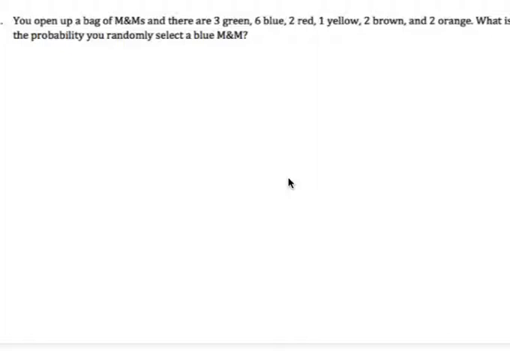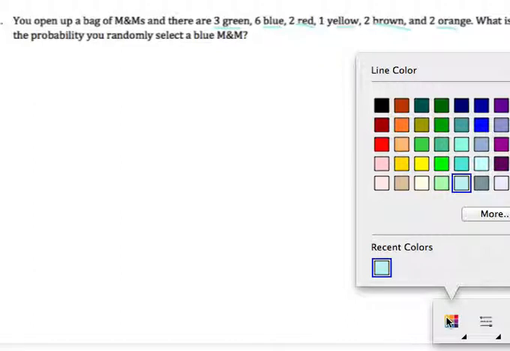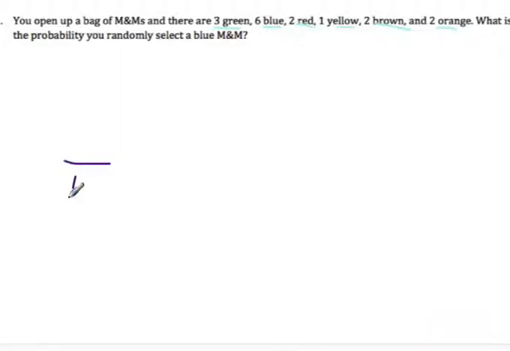You open up a bag of M&Ms, and there are 3 green, 6 blue, 2 red, 1 yellow, 2 brown, and 2 orange. What is the probability that you randomly select a blue M&M? Well, the first thing we need to do is figure out how many M&Ms we have. So what I'm going to do is add 3 plus 6 plus 2 plus 1 plus 2 plus 2. And when I do that, I end up getting 16.